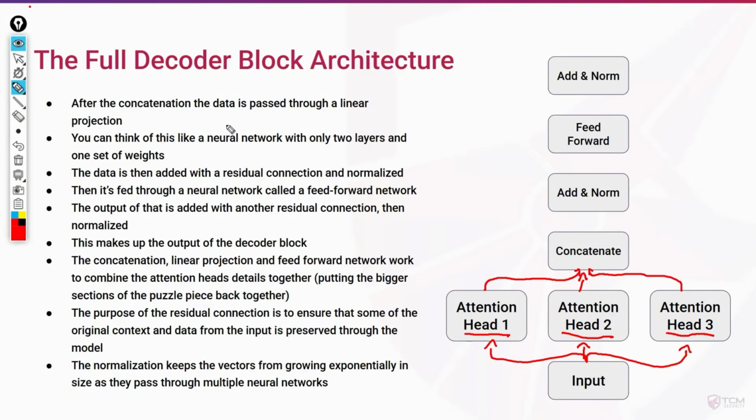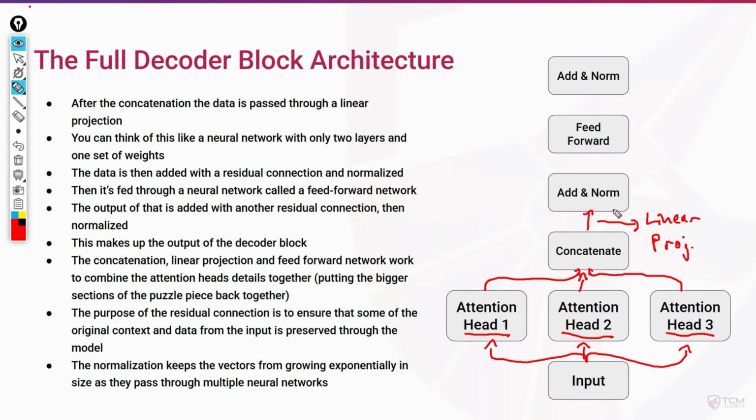So now that we understand how attention works, we can go back and talk about how the full decoder block architecture works. After concatenation, the data is passed through a linear projection. So that happens here. If you're not familiar with what this is, you can think of it like a neural network, but with only 2 layers. So there are no neurons in between. The connection is then just with weights and biases.